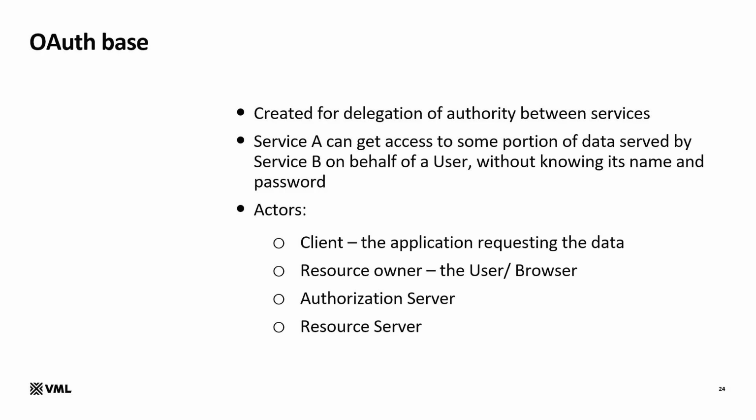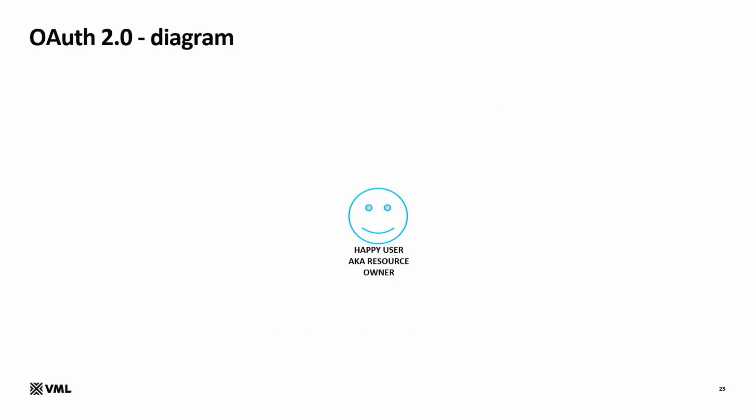So service A can get access to service B on behalf of the user without knowing the user's name and password. And yeah, we again have some terminology for the parts that take actions here. We have a client, a resource owner, an authorization server and a resource server. So for example, like the service provider with SAML, here we will have the resource server. So we have lots of different terms that we need to learn when taking in all of that.